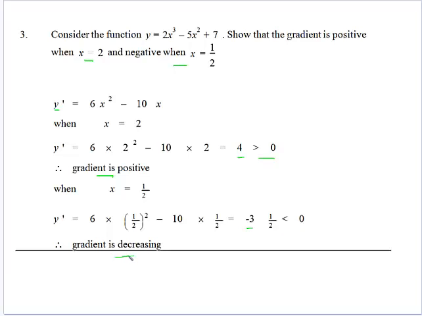So we've got a negative gradient here, positive gradient there. So positive gradients are increasing, negative gradients are decreasing. We've got to remember that, as well as the idea of the gradient being equal to 0 would make it stationary.